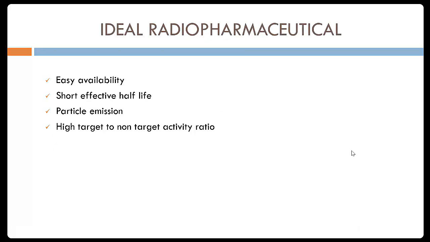The main features of a radiopharmaceutical are that it is easily available, its half-life is very short, it emits particles, and it has a high target to non-target activity ratio. This means when it has been given, the image will be clearer in the target area than in the non-target area.